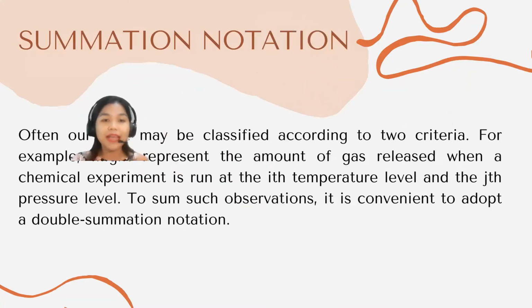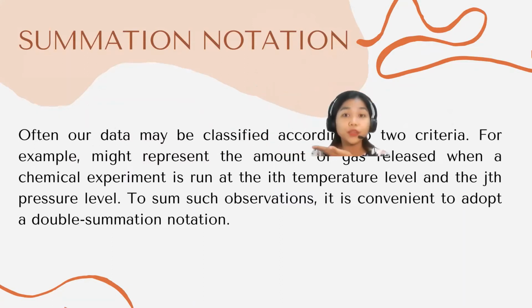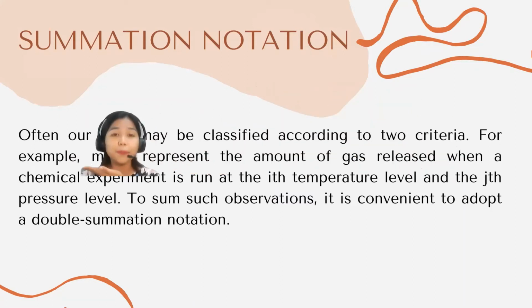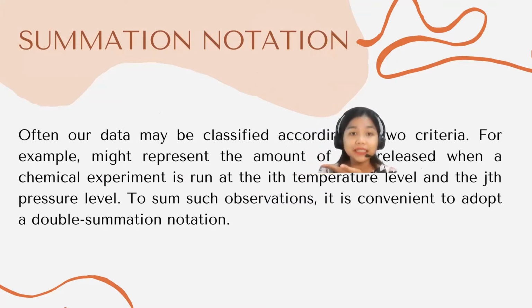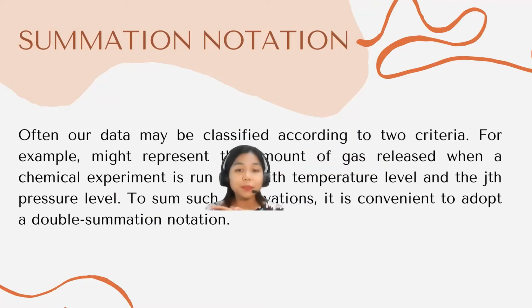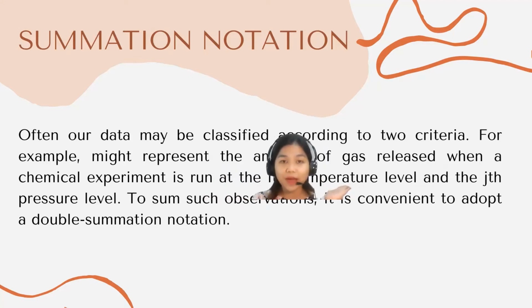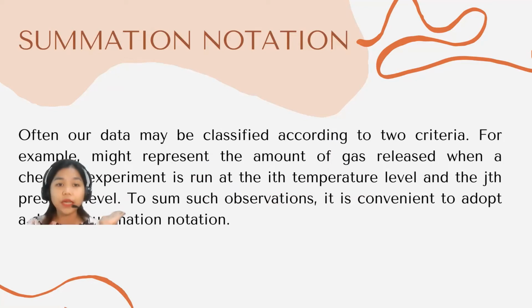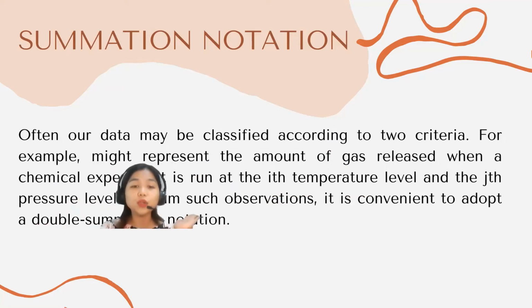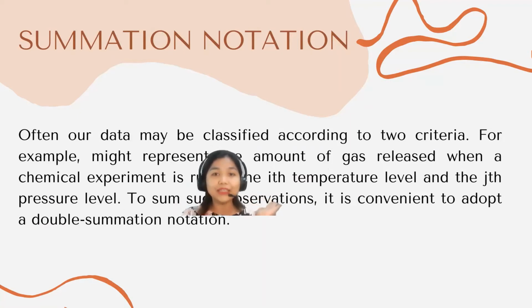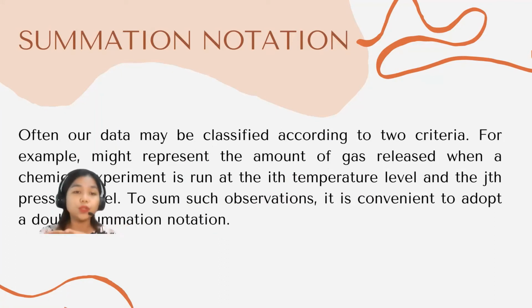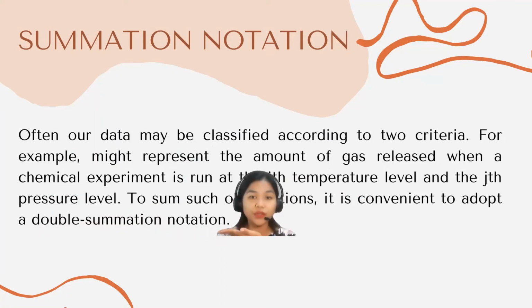So at times, our data may be classified according to two criteria. For example, we could actually represent, in a study, the amount of gas released when a chemical experiment is run at I temperature level. So I is for temperature and J is for pressure. So we need to know the sum of the observations that we have noted. So for us to do this, it's very convenient to use double summation notation.